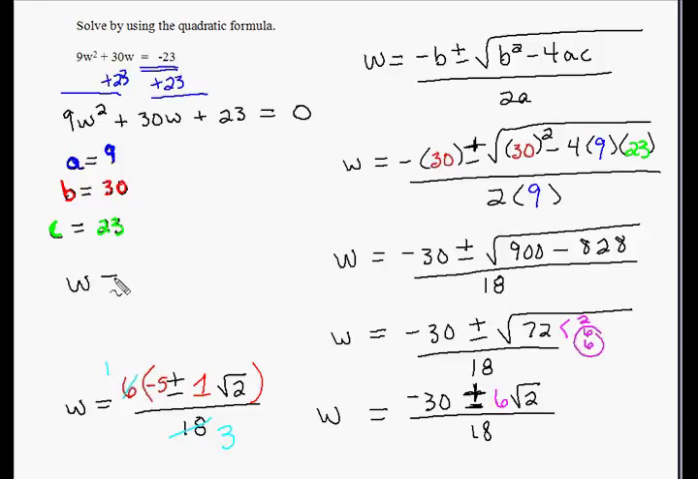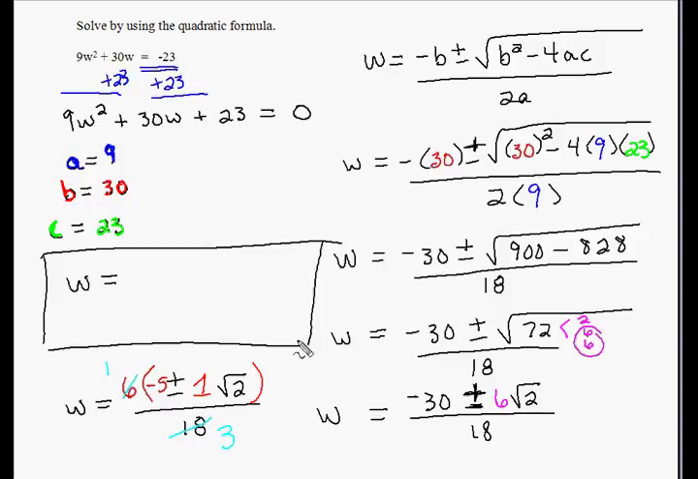So our final answer, in a roundabout way, ends up here in the middle of our page, so I will put a box around it so that we are able to locate this answer. W is equal to negative 5 plus or minus the square root of 2, all divided by 3.